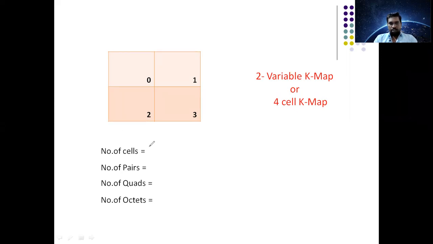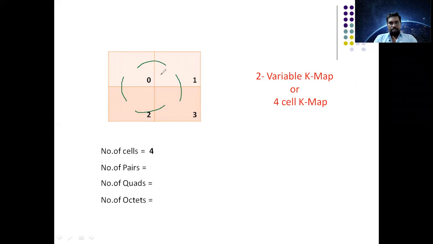We are having a total of 4 cells. This is first cell, second, third, 4. Total we are having 4 cells. So the number of cells is equal to 4. Now number of pairs. What is a pair? 2 adjacent cells. See, these 2 can form one pair. These 2 can form one pair. These 2 can form one pair. And these 2 can form one pair.